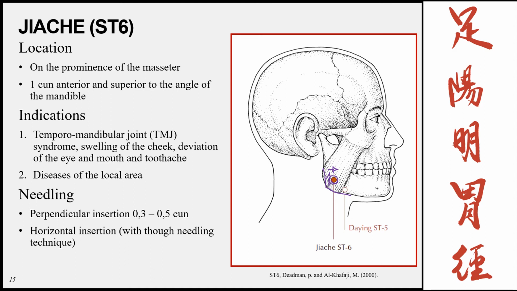This point is indicated for temporomandibular joint disorder, also known as TMJ syndrome. Also, it can be used for swelling of the cheek, deviation of the eye and mouth, and toothache. It can also be used for diseases of the local area. Our insertion is perpendicular, 0.3 to 0.5 sun, or we can do the horizontal insertion similar to the previous points, where we through needle to points such as stomach 4, which is in this direction, or small intestine 18, which is in this direction.